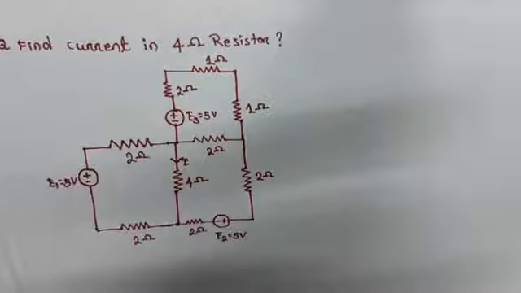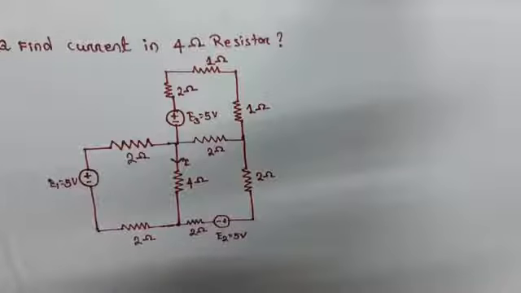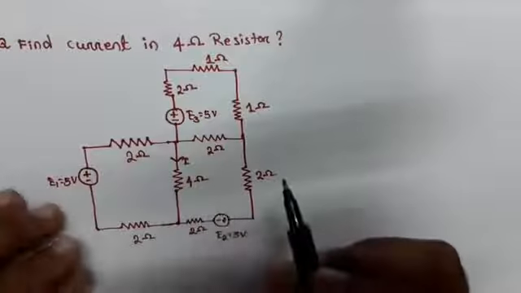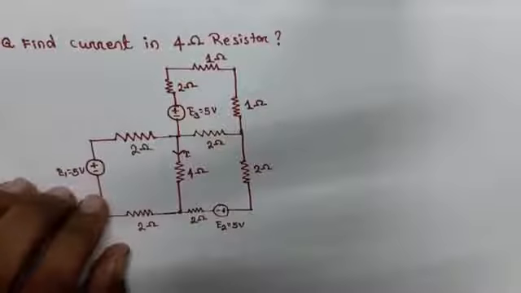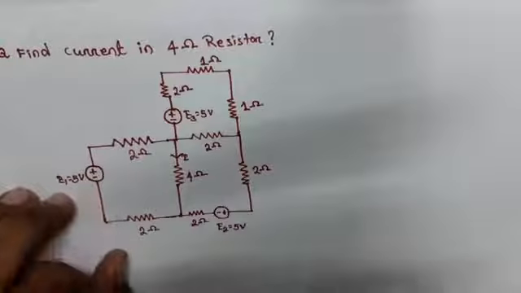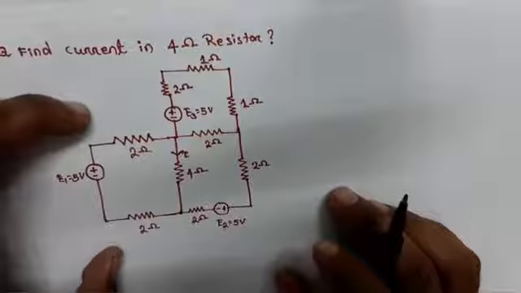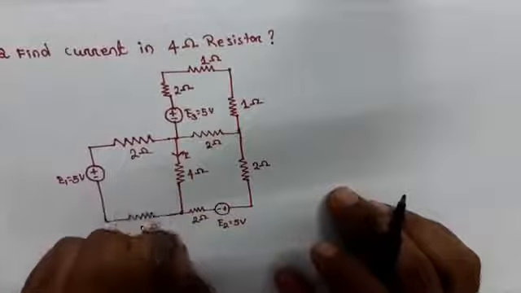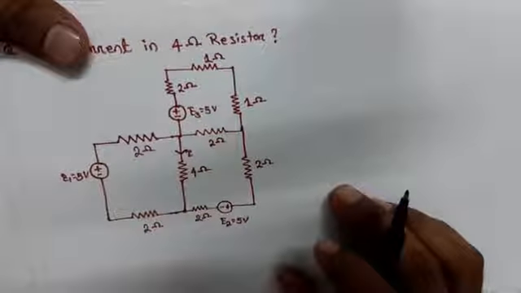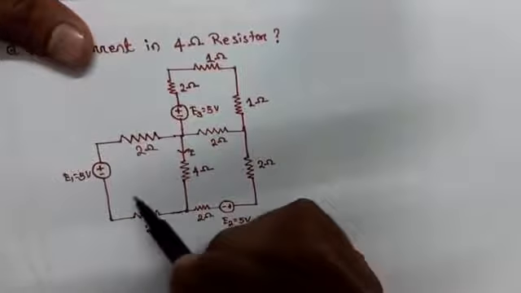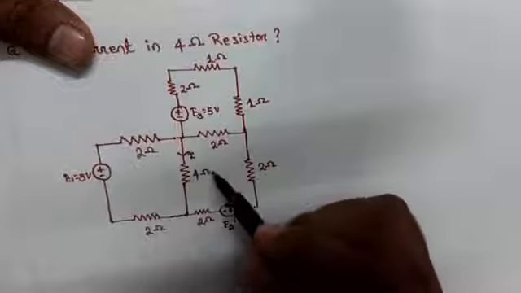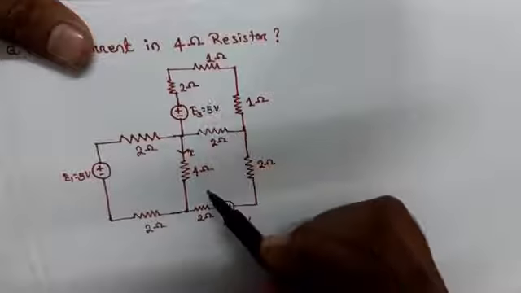Today we are going to discuss a problem regarding nodal analysis. The question is to find the current in the 4 ohm resistor for the given circuit. Here we see three loops: this is one loop, this is the second, and this is the third loop.